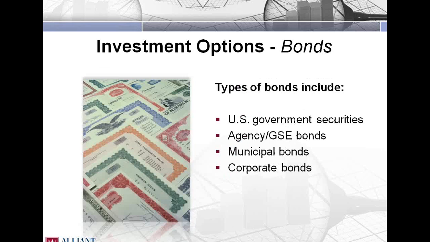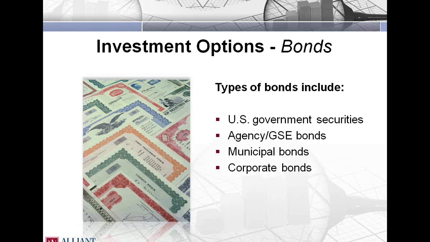The most common types of bonds include U.S. government securities, agency bonds, municipal bonds, and corporate bonds. U.S. government securities are backed by the full faith and credit of the U.S. government, and therefore carry minimal risk. We've already talked about U.S. Treasury bills. Other Treasury securities include Treasury notes and Treasury bonds, which both pay interest semi-annually.